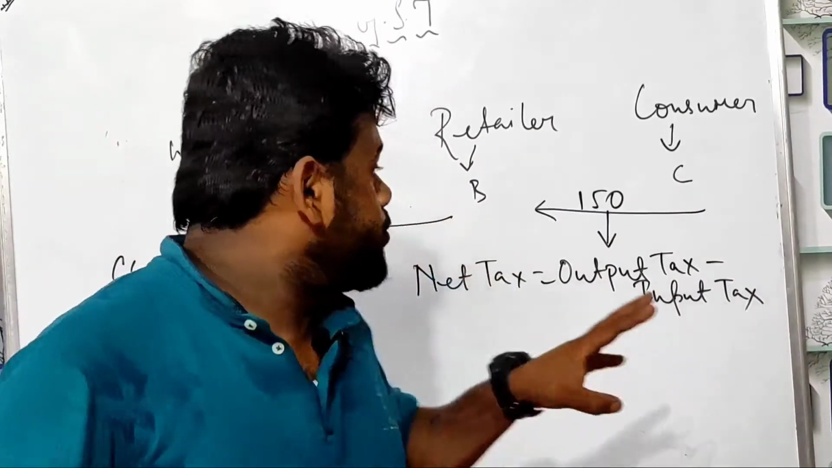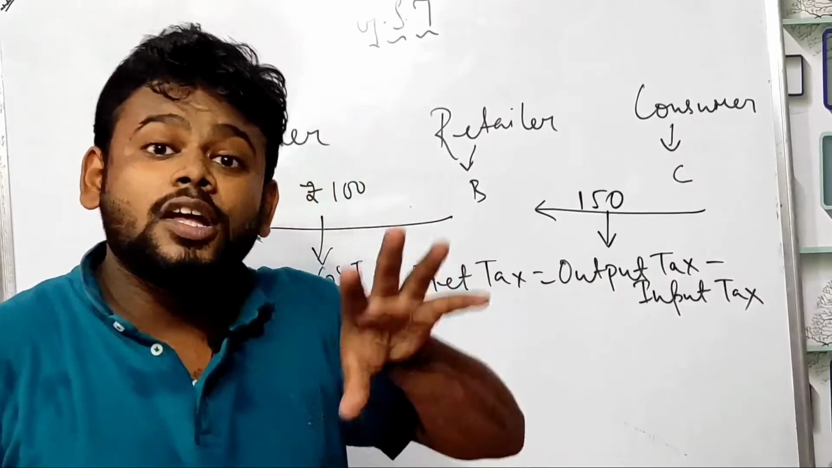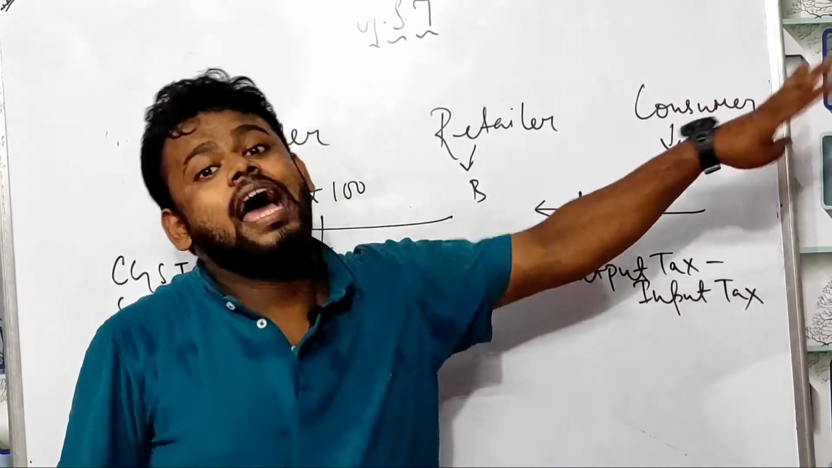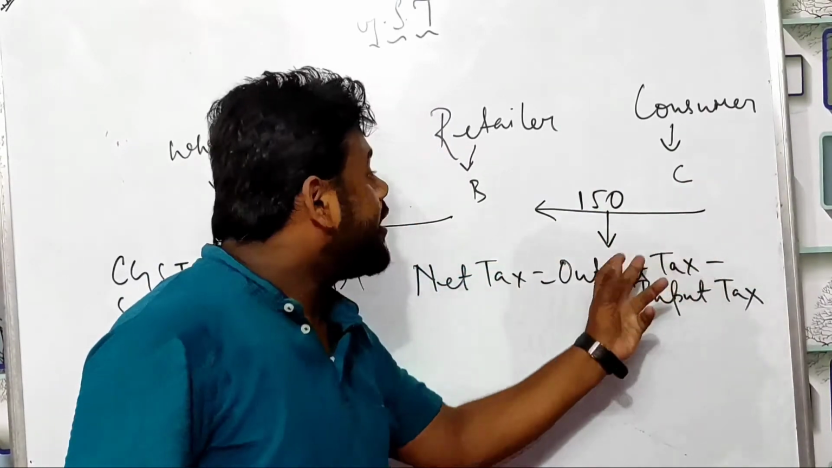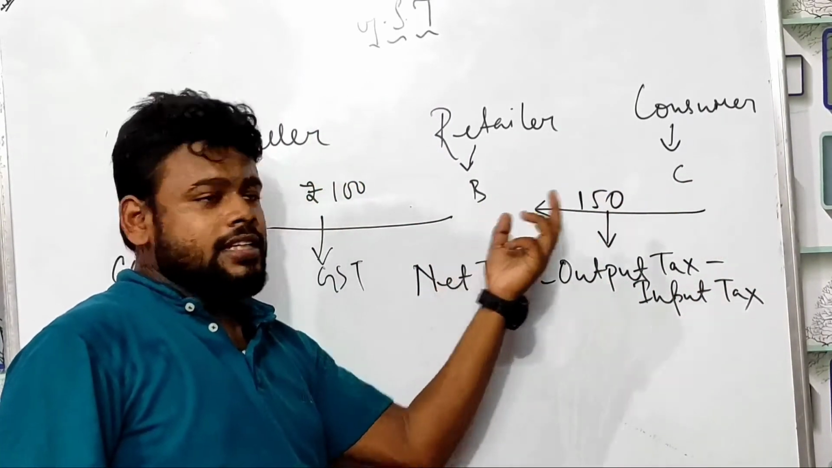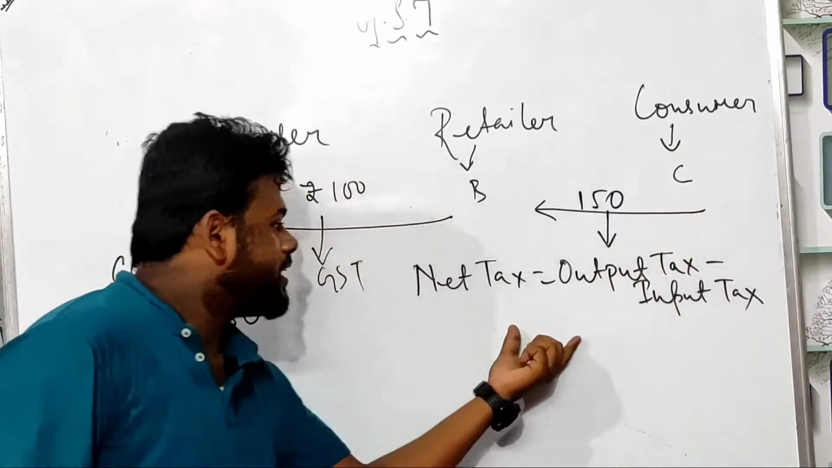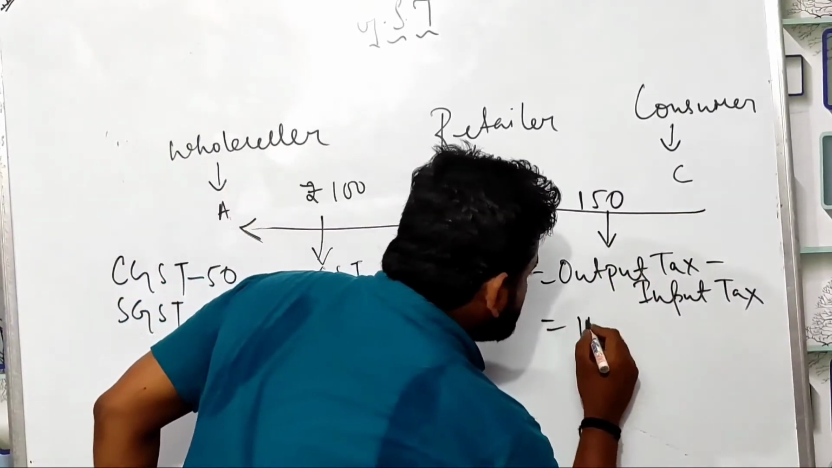Output tax is calculated on the last consumer. The last stage is consumer, right? This C. Output tax C is given to this. That means how many rupees does he give? He gives 150 rupees, children, look, 150.